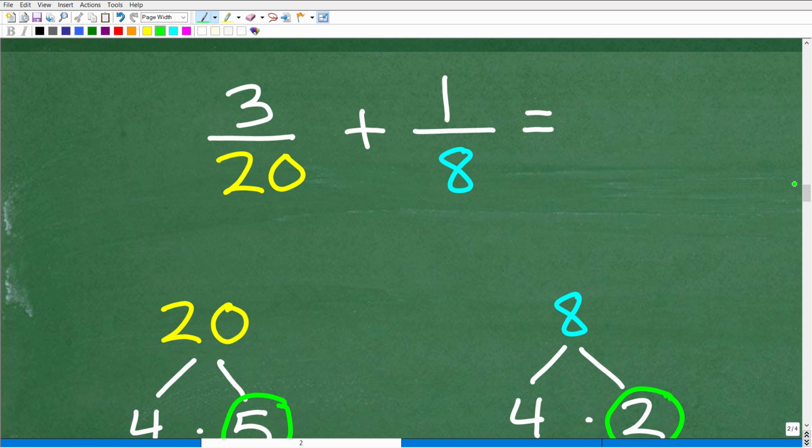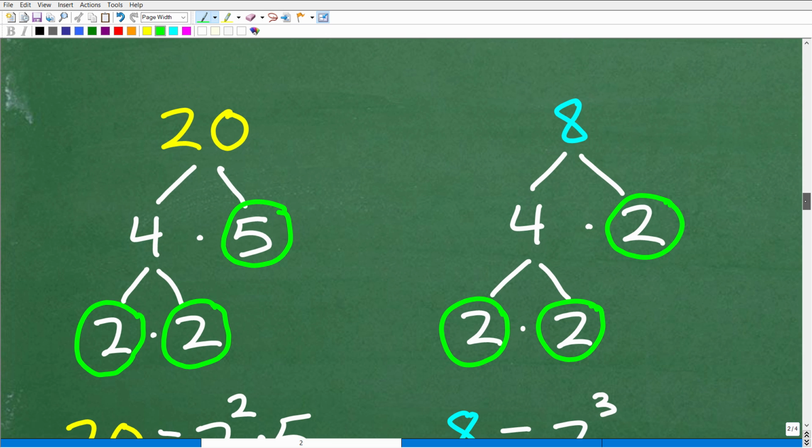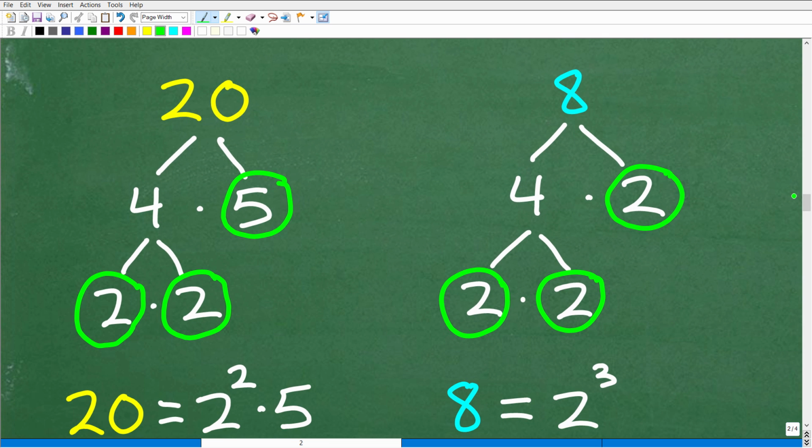So what we need to do is hone in on each of the denominators, 20 and 8, and we need to prime factor each of these numbers. And if you've never prime factored a number, you can use a simple factor tree like this. Let's focus our attention over here on this 20, then we'll circle back to this 8. So basically, you're going to be factoring this number.